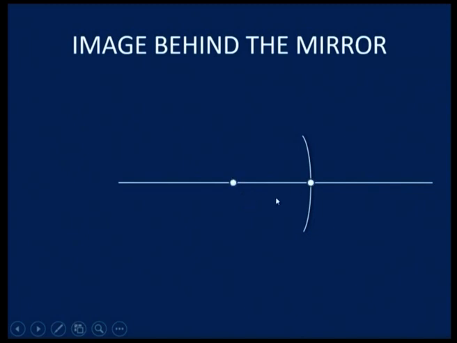The pole, focus, center of curvature, object. A ray parallel to the principal axis is reflected through the focus of the mirror. We are imagining a ray from the center of curvature. It will retrace its path. Now children, you can see that these two rays are not at all meeting. They are diverging from each other. So what we will do? We will extend these rays in the backward direction behind the mirror, and the image forms behind the mirror.